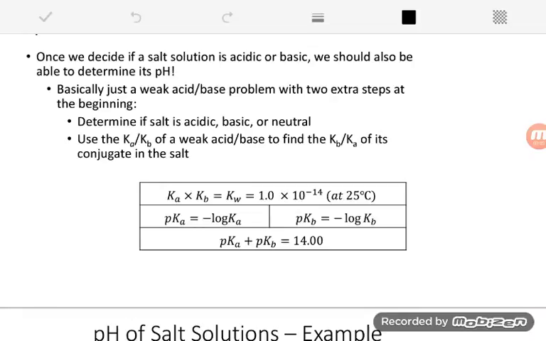So now we're able to tell if a salt is acidic, basic, or neutral. Based on that information, we should also be able to determine the pH of a salt. Now, if we have a neutral salt, really easy, my pH is just going to be 7. But if we have an acidic or basic salt, we're going to have to solve an equilibrium problem.